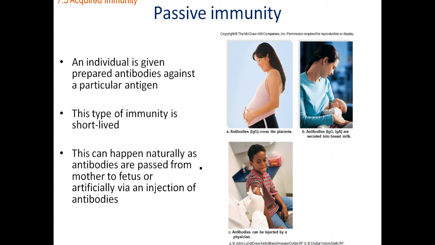Sometimes we inject antibodies. That doesn't happen too often. Sometimes it's used if maybe you got an accidental needle stick and they wanted to make sure that you didn't have hepatitis. They might take some antibodies and inject it into somebody that was accidentally stuck with the needle.